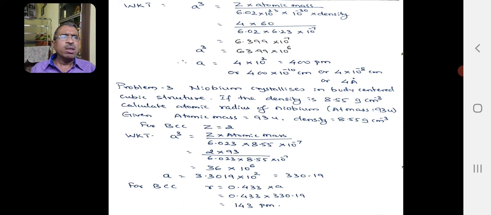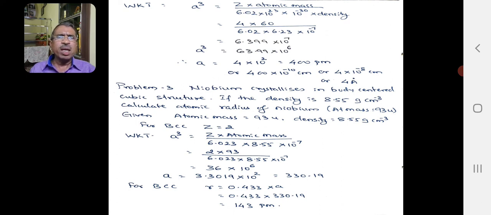Now coming to the given things, the atomic mass is 93 AMU, density is 8.55 grams per centimeter cube, and for BCC, Z is equal to 2. We know that A cube is equal to Z into atomic mass divided by Avogadro's number into density into 10 raised to minus 7. So this value will be 2 into 93 divided by 6.023 into 8.55 into 10 raised to minus 7. So the value comes to be 36 into 10 raised to 6.